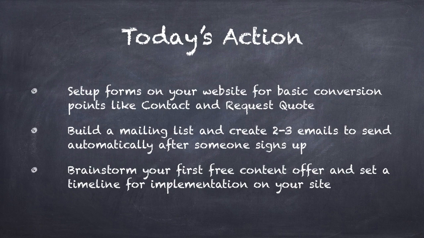Make sure it's done. If you are interested in taking the next step there, build a mailing list. Using MailChimp is the best one to get started with because it's free. Create 2 to 3 emails to send automatically after someone signs up for that list so that you can follow up with them and nurture that lead along. And then brainstorm your first free content offer and set a timeline for when you want to get that up. It's going to depend on how long it is. If you want to write a book, for example, you probably need a couple weeks at least.